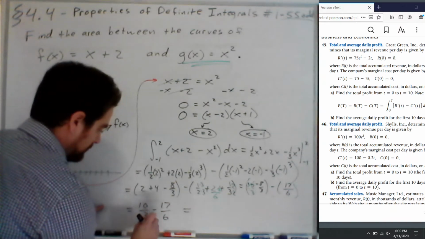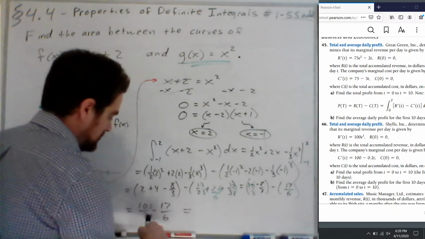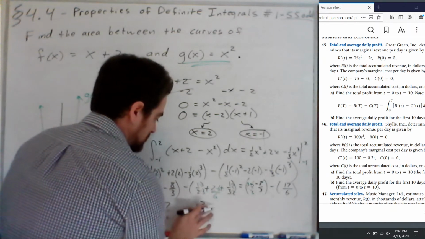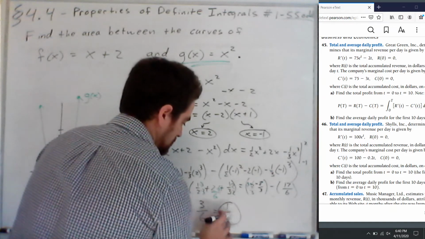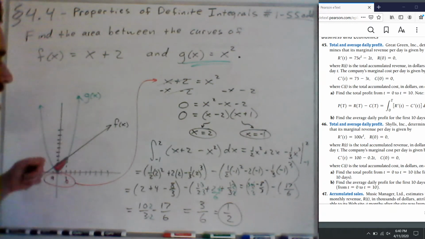Right, we were in it for the long haul, so this is 20 minus 17 over a common denominator of 6. That's 3/6, which is 1/2. So again, not a lot of area. It's a small space, but we found out how much area is actually between those two curves. So again, we have to identify which one's the upper, which one's the lower, and then go from there.